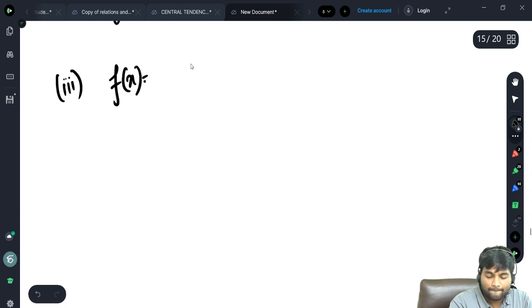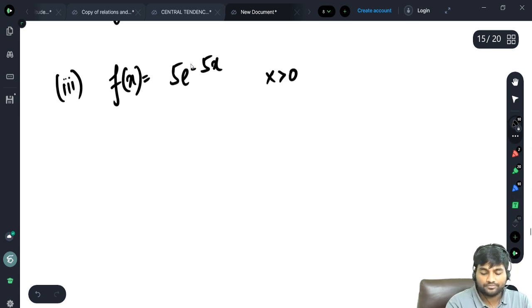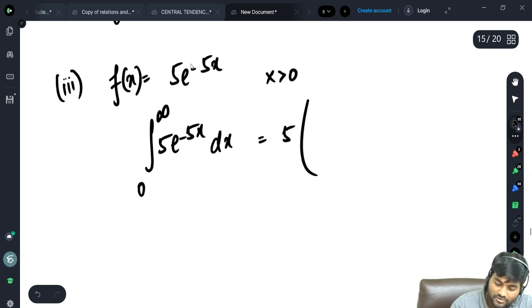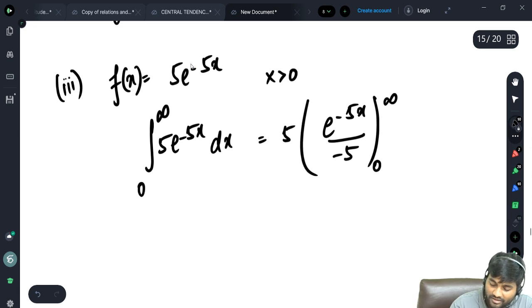f(x) is equal to 5e to the power minus 5x, x is greater than 0. So integration 0 to infinity 5e to the power minus 5x dx. So 5 is common, e to the power minus 5x by minus 5, 0 to infinity.